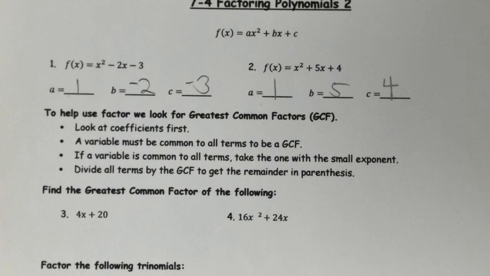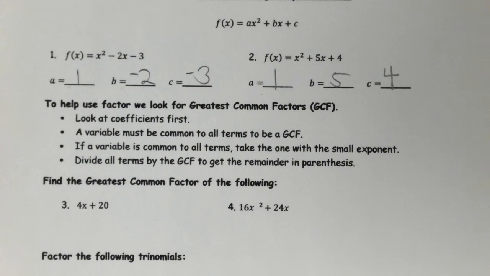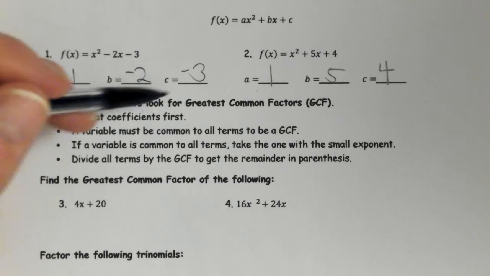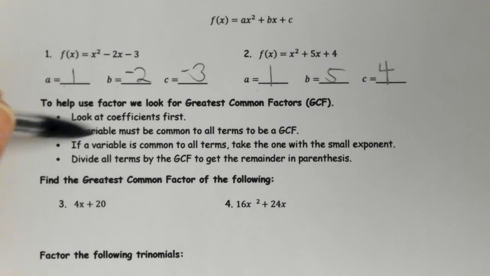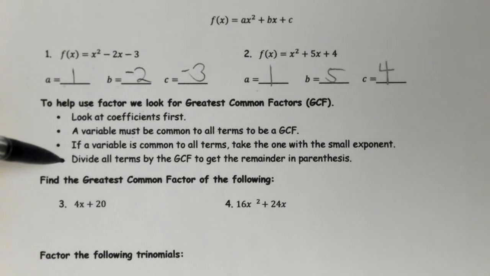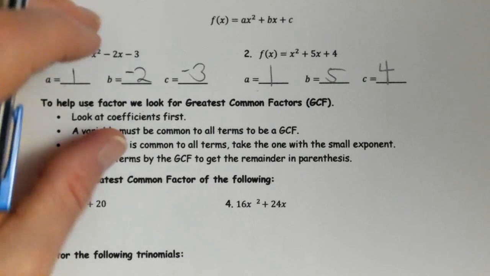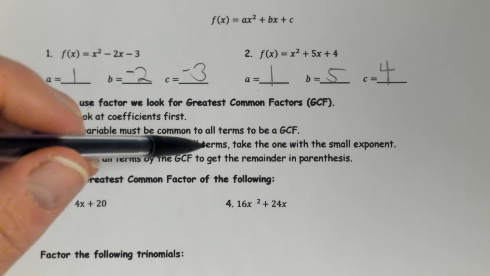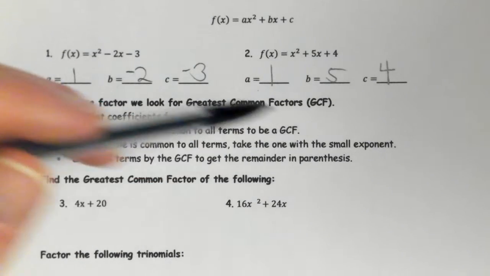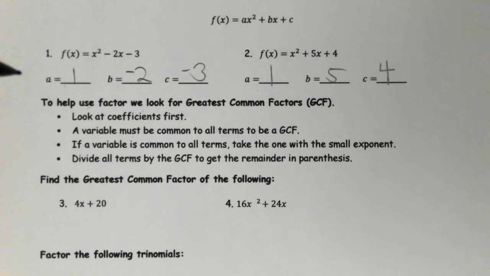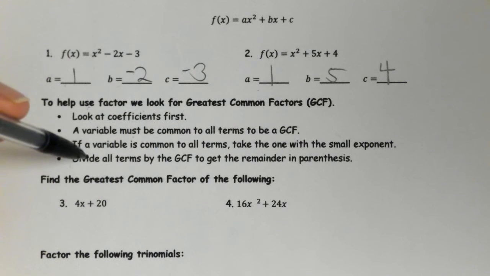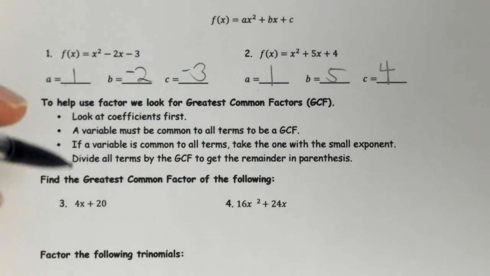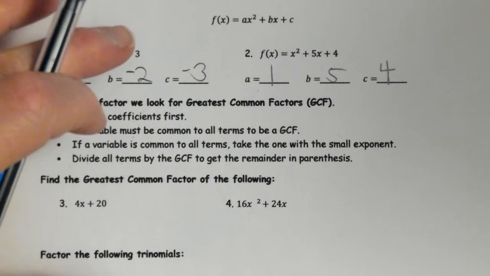And once again, a review of the guidelines to help us factor correctly. We want to look at the coefficients first. So look at the regular numbers first and try to find the greatest common factor for them. A variable must be common to all terms, right? So if there's an x in one term, there's got to be an x in every term in order to factor an x out. And if a variable is common to all terms, then take the one with the smallest exponent. That should read smallest exponent. And then, of course, when you divide all the terms by the GCF, the remainder will stay in parentheses, and then you will have completed your factoring.